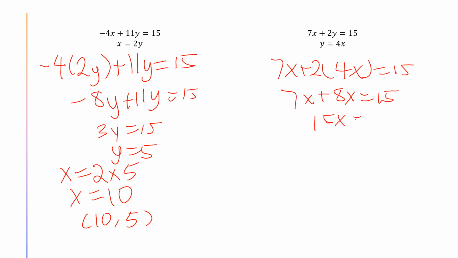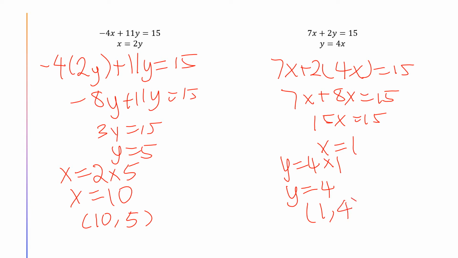15x equals 15. Divide 15 on both sides, that gives you x equals 1. And if we want to find y, we substitute x equals 1 into the second equation for x, which gives us 4 times 1, so y equals 4. And the common solution for this system would be (1, 4).